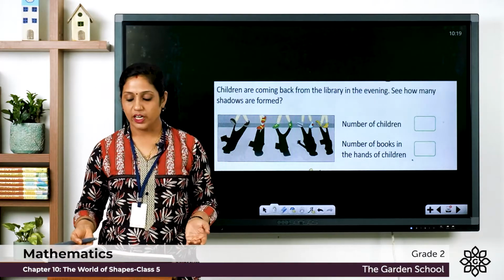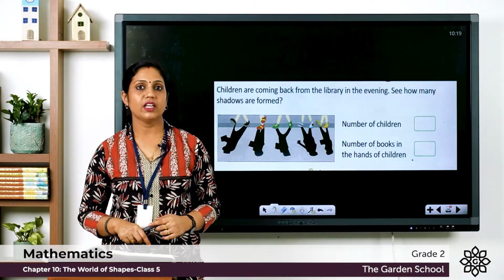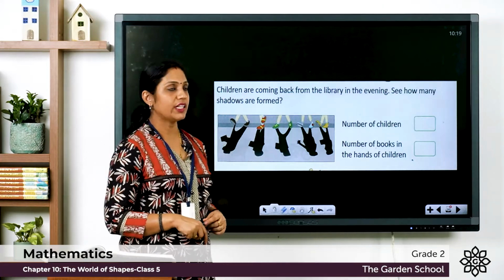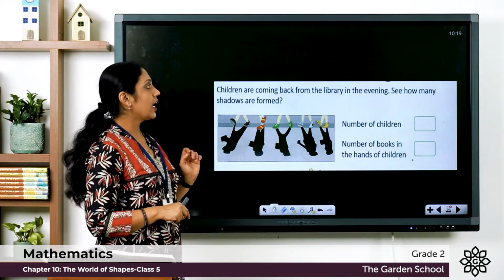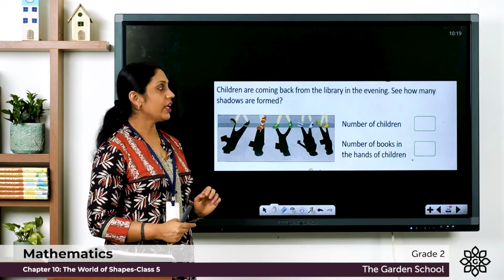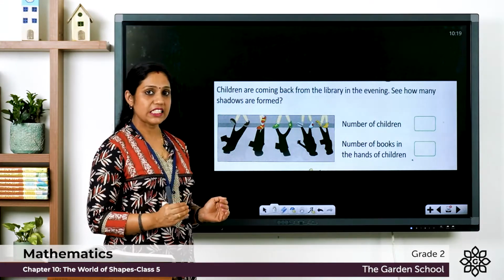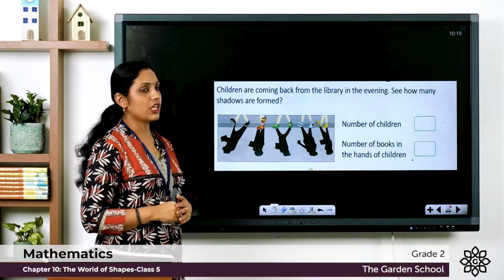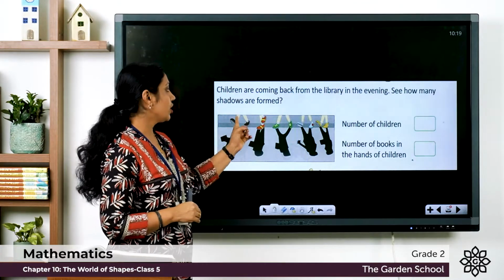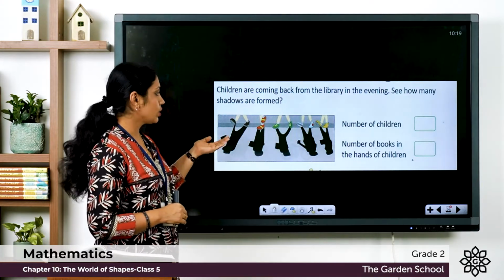In your textbook, page number 147, we have a picture. Let's look at that picture. Children are coming back from the library in the evening. See how many shadows are formed. So you can see the children walking and the shadows also you can see.